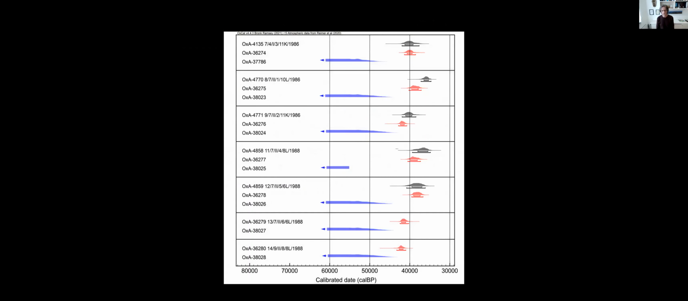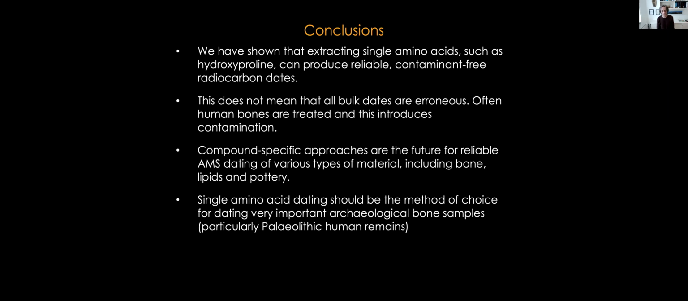Here's a comparison of individual dates. Blue are the hydroxyproline dates, red are the ultrafiltration dates, and gray are the original collagen dates. And you can see that all of the blue dates are older than radiocarbon time, older than 50,000 years ago, suggesting the previous dates were sadly completely contaminated.